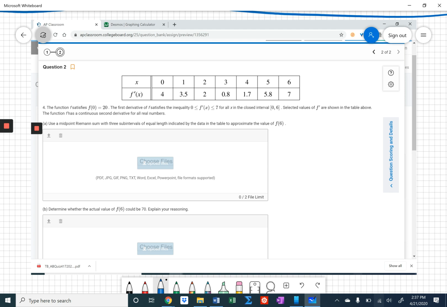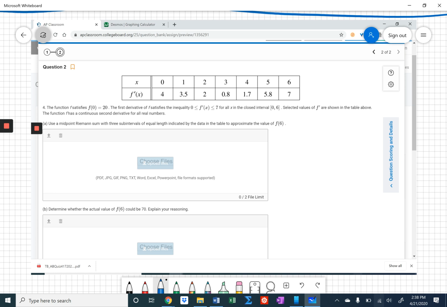And in part A, it says, use a midpoint Riemann sum with 3 subintervals of equal length indicated by the data to approximate the value of f of 6. This was at least a 3-point question. Again, I don't have the solution guide in front of me, but it's okay. We can just reason. There's a lot of things to do, and a lot of you only got 1 point for this because you did the midpoint sum. Most of you did the midpoint Riemann sum correctly, but you didn't actually find f of 6, okay? And I'll show you why you didn't find f of 6.